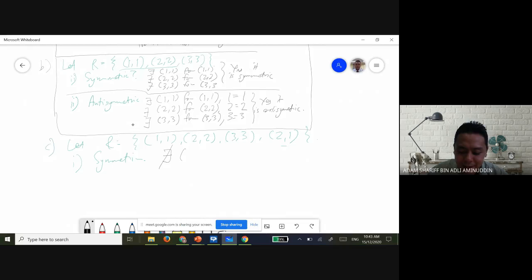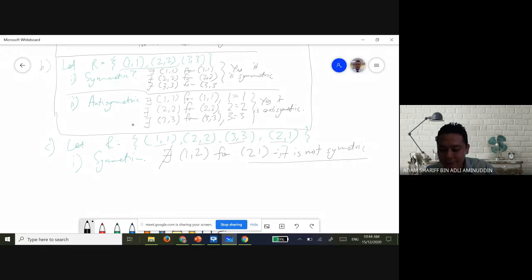There does not exist 1, 2 for 2, 1. So for the question of symmetric or not, it is not symmetric. Although 1, 1 exists for 1, 1, 2, 2 exists for 2, 2, 3, 3 exists for 3, 3, but 1, 2 does not exist for 2, 1. Therefore not symmetric. Symmetric kacang senang. Yang ni student sometimes confused.